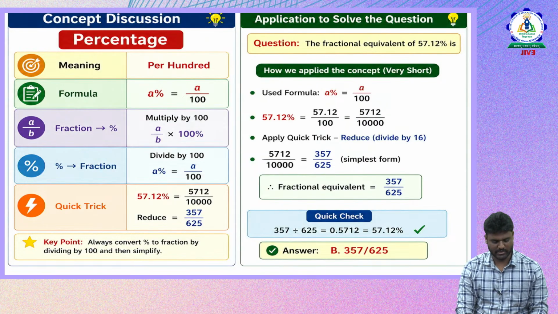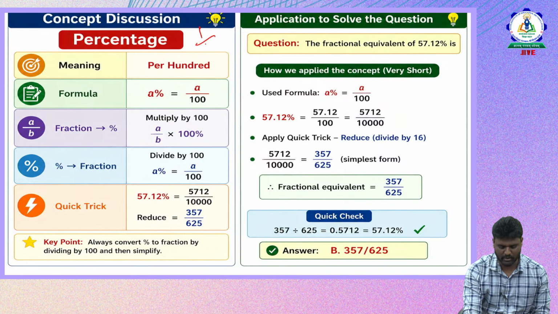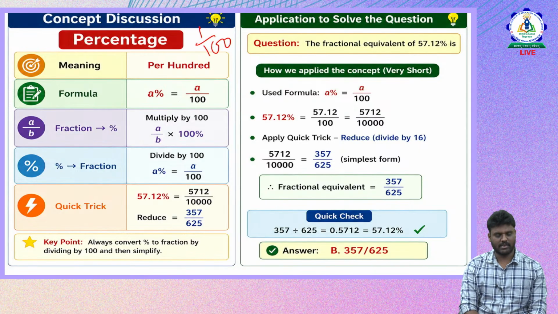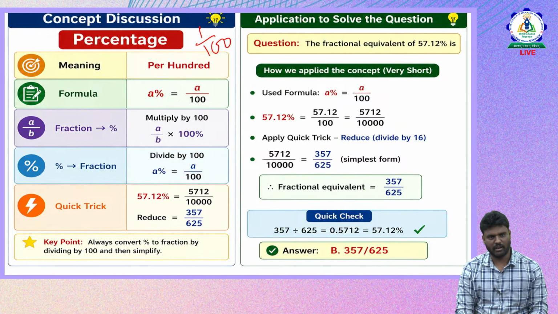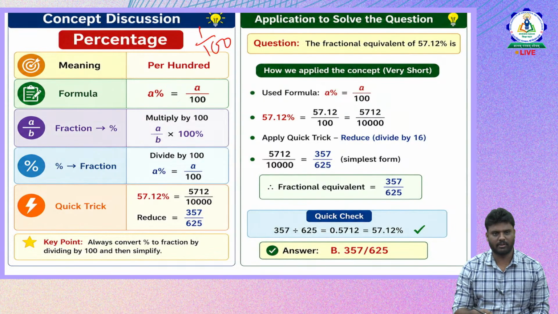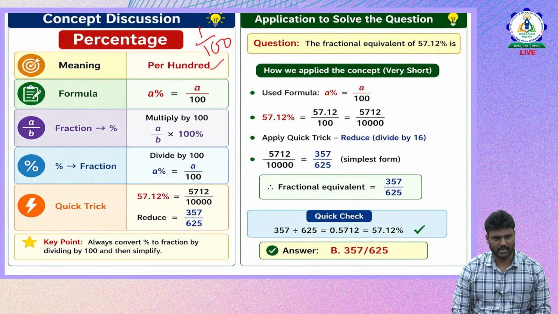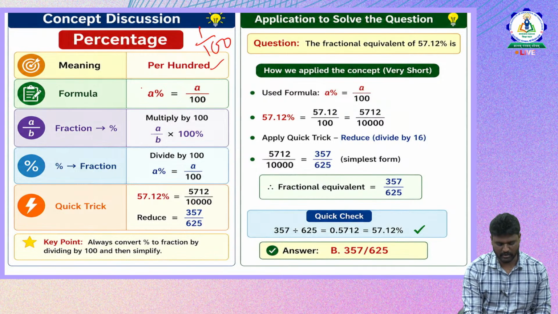Okay, so percentage means per 100, so we can say that it is 1 by 100. Where the denominator will be 100 and the numerator is the rate per cent. Okay, so that is the meaning of percentage. Now if you look at the percentage formula, A percent is equal to A by 100.